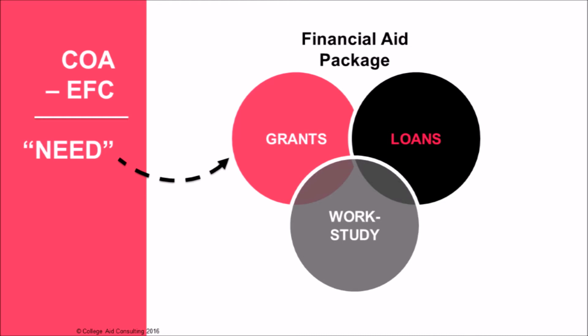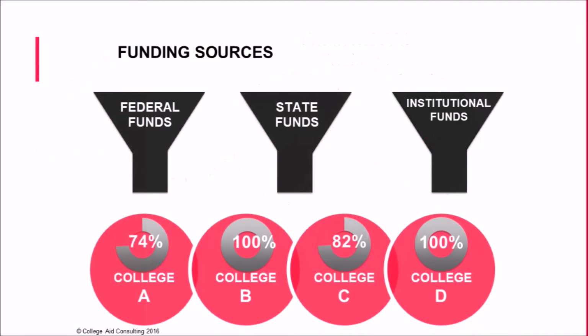Based on the student's eligibility, each college builds a financial aid package from the available federal aid monies, state aid programs, and the college's own funds. You should know that all colleges are not equally generous. Colleges may respond to a student's need differently depending on the college's own funding policies and budget limitations.